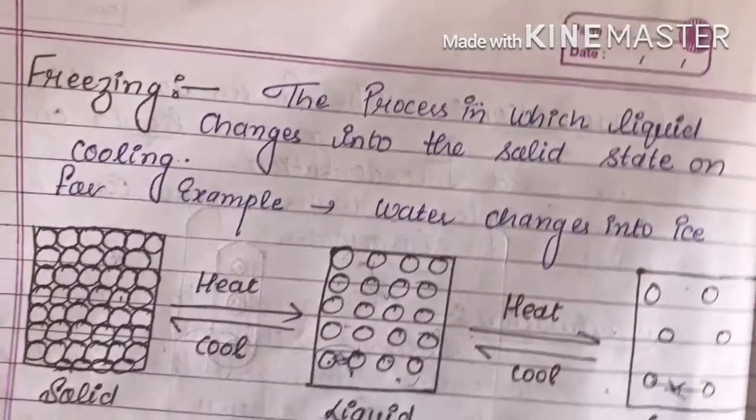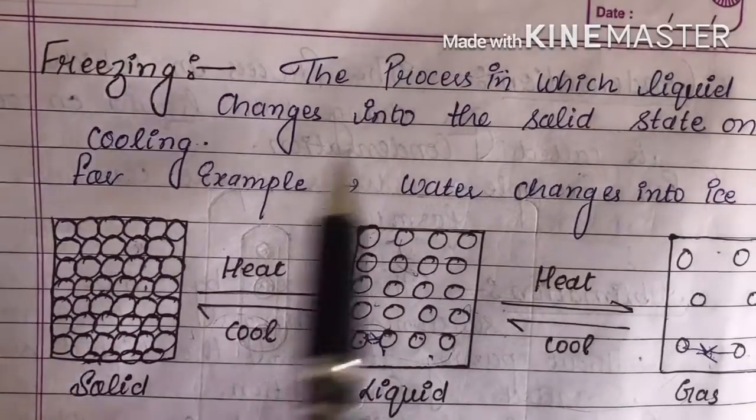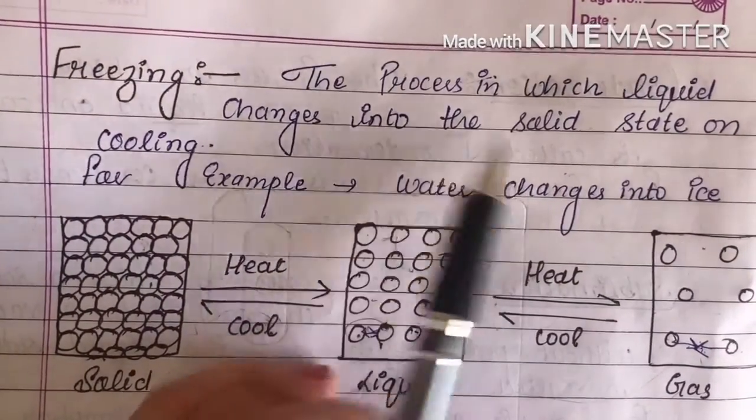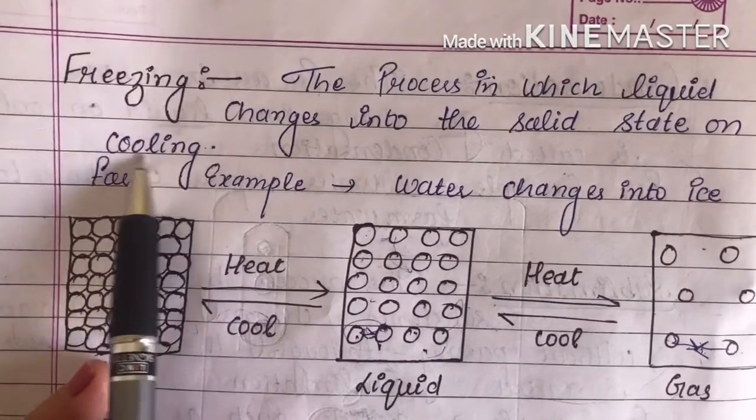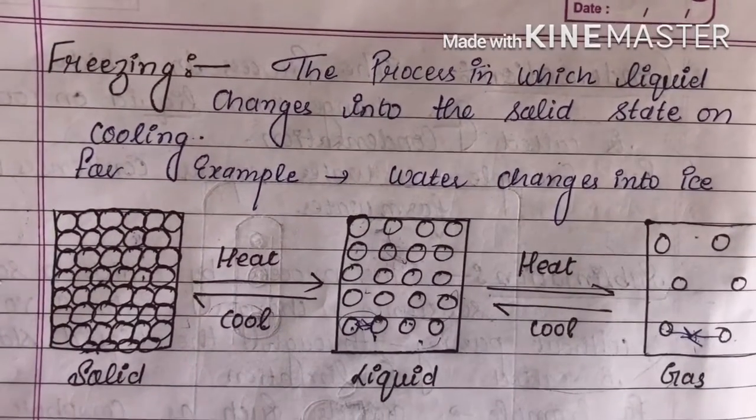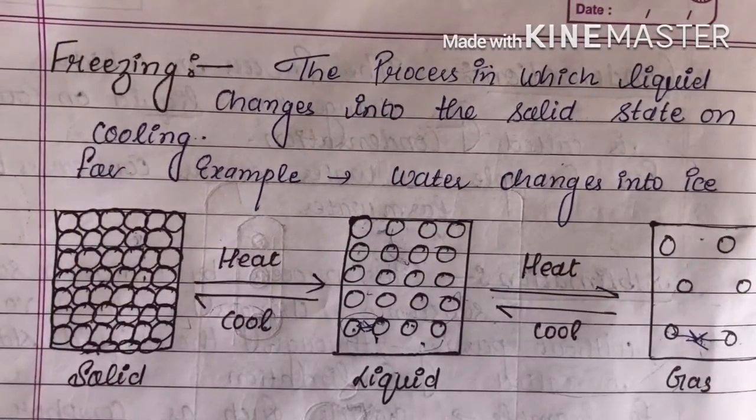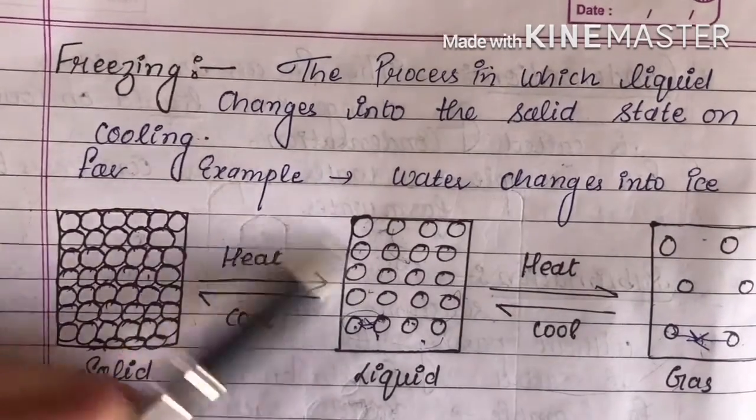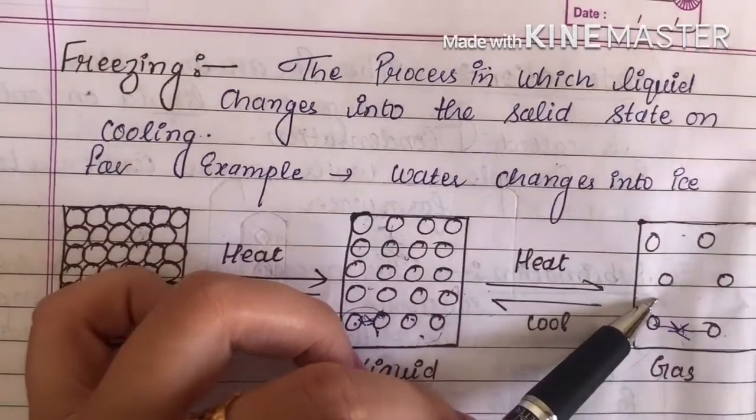So next one is freezing. The process in which a liquid changes into the solid state on cooling. This is the process of freezing, like water changes into ice. This is a freezing process. Now we will see what happens in the above cases. Like this is the solid, this is liquid, this is the gas.